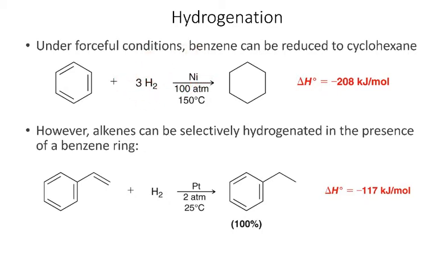Like we've learned, we can hydrogenate other alkenes. The difference is we need pretty harsh conditions in order for this to happen. We need upwards of 100 atmospheres. That's a really high pressure in order to force this hydrogenation.